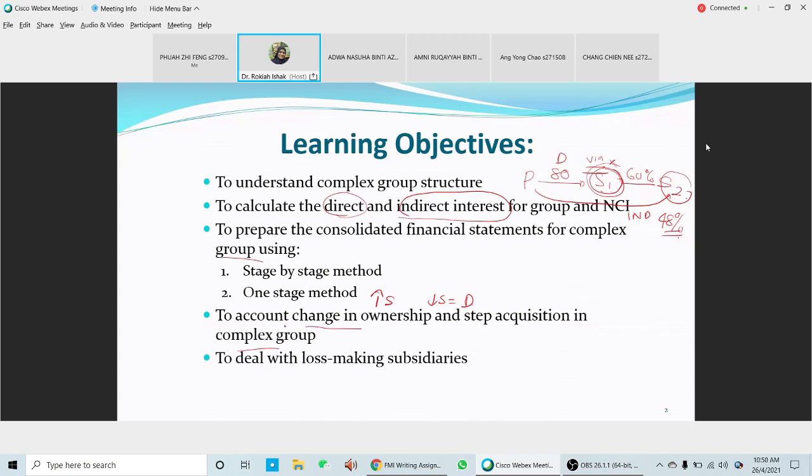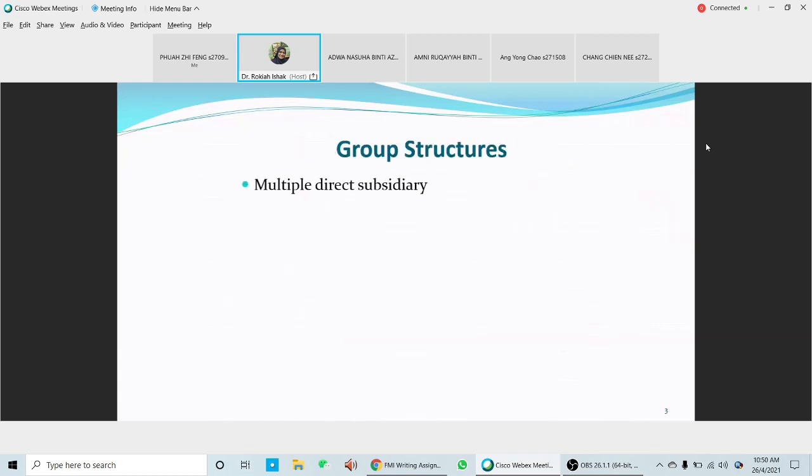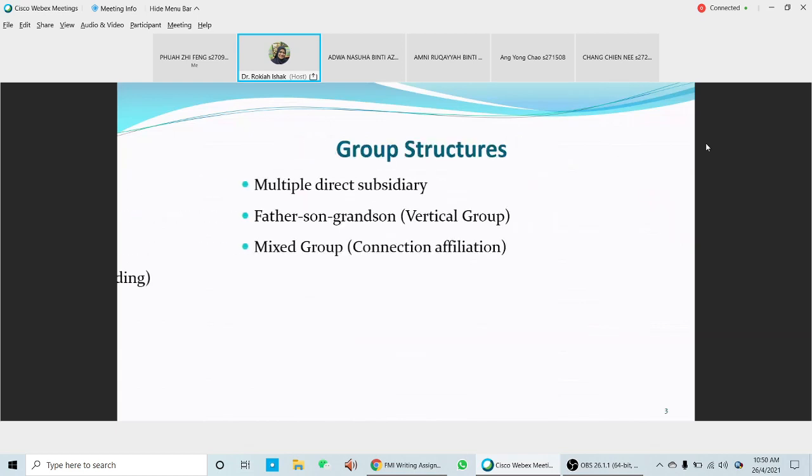Okay, and then the last part, we are going to look at the loss-making subsidiary. What happens when the parent has a subsidiary, but the subsidiary has a loss? So what do we need to do for this one? Okay, so we are going to look at the group structure. For a complex group structure, we actually have 4 types.